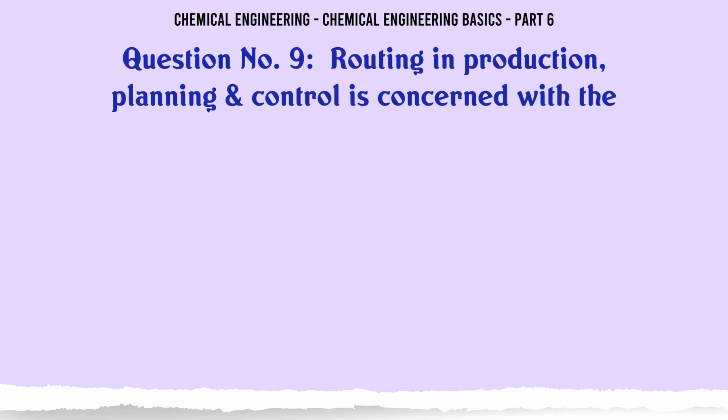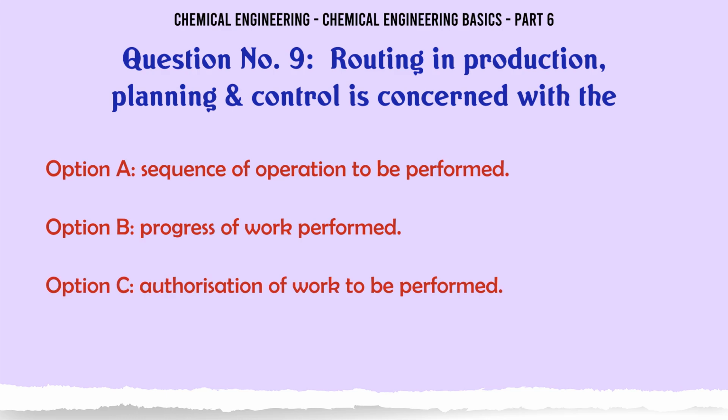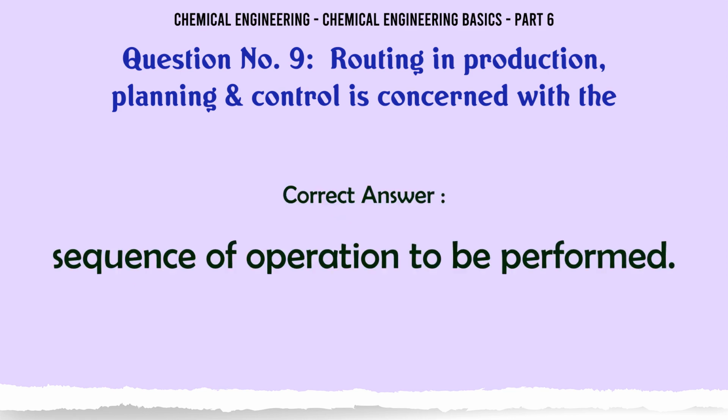Routing in production planning control is concerned with the A. Sequence of operation to be performed. B. Progress of work performed. C. Authorization of work to be performed. D. Balancing of load on machines. The correct answer is sequence of operation to be performed.